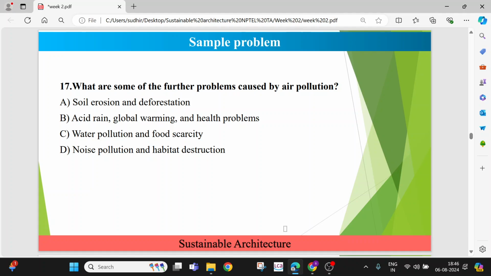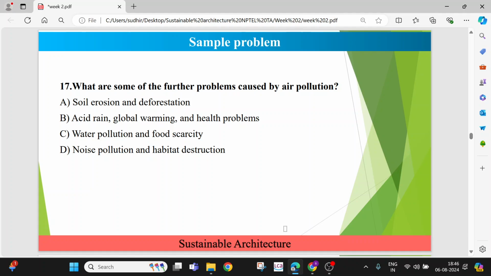The second is global warming, which is also driven by increased greenhouse gas emissions, or you can say air pollution, and causes various health problems such as respiratory diseases and skin cancer, as was well explained in lecture 2 of week 2. These effects are interconnected and contribute to a broader range of environmental and societal issues. So with these, I think we can move to question number 18.